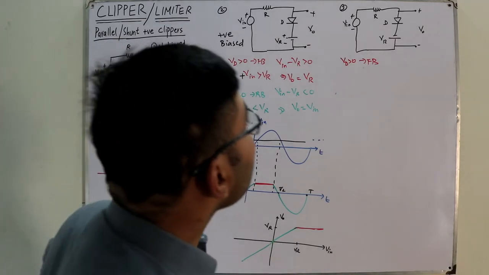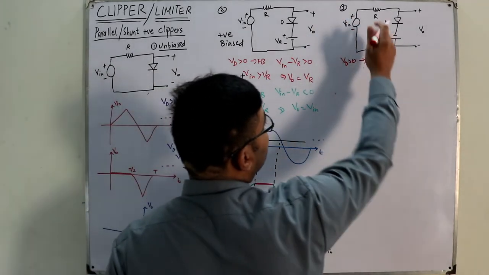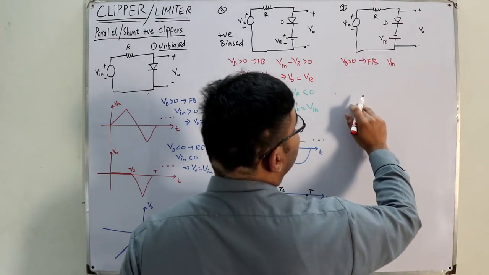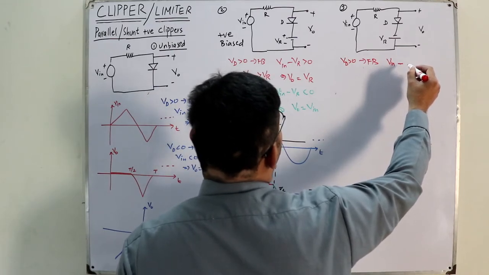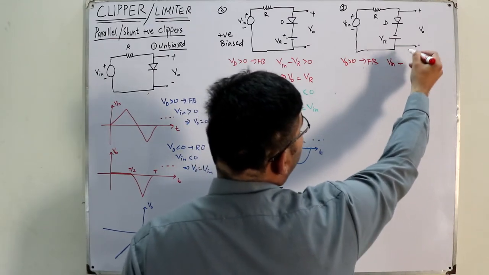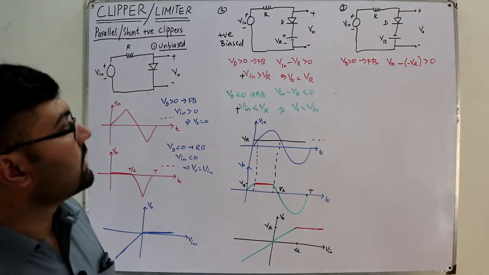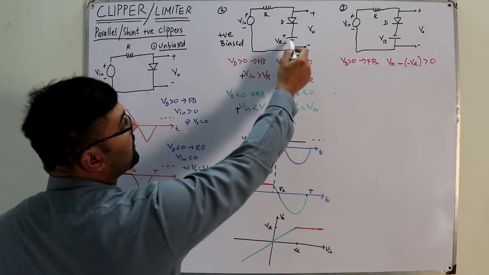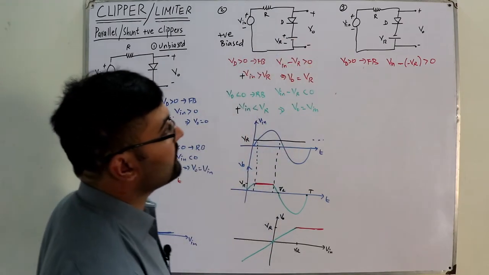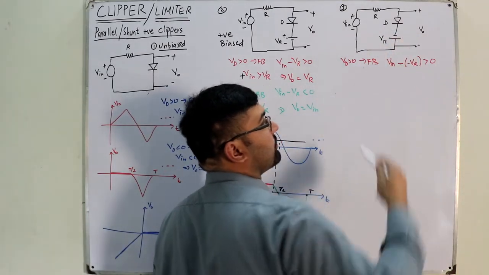So what is the input across it? Plus is connected to the P side, so you have a V input, right? And then minus is connected to the N side, so you have a minus of VR, right? And this should be greater than zero. I told you over here, V input plus is connected to the P side, so take a plus. Over here, minus is connected to the N side, so you have to take a minus of VR.